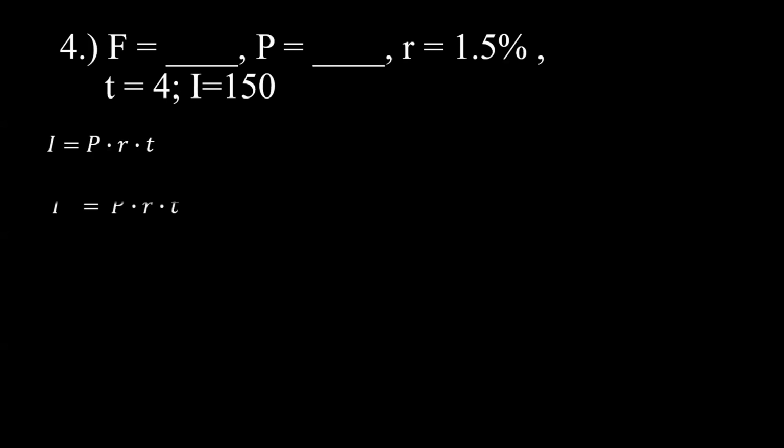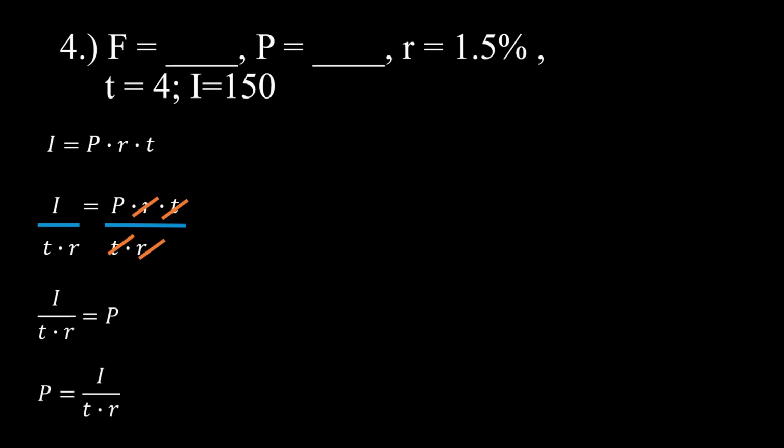So given this formula, we will be dividing both sides by the time and the rate so that we can cancel the numerator and the denominator having rate times time. What is left is interest divided by the product of time and rate is equal to the principal. We just have to rearrange this, and this is our formula. So using the formula, principal is equal to the interest all over the product of time and rate.